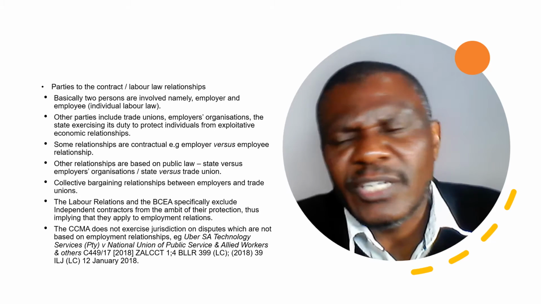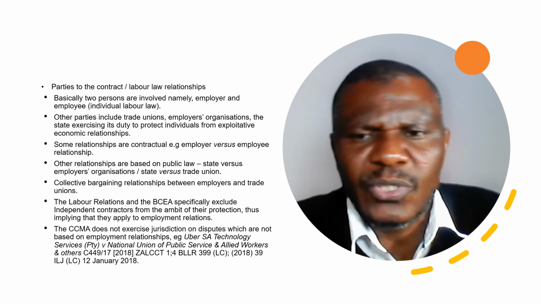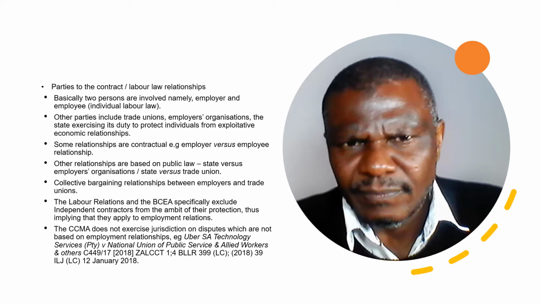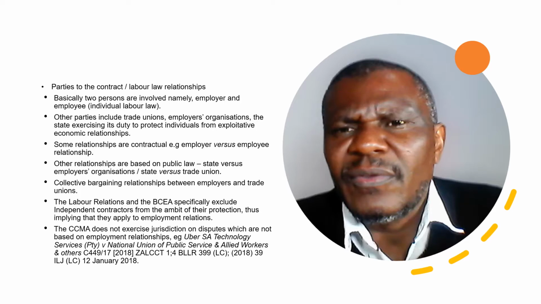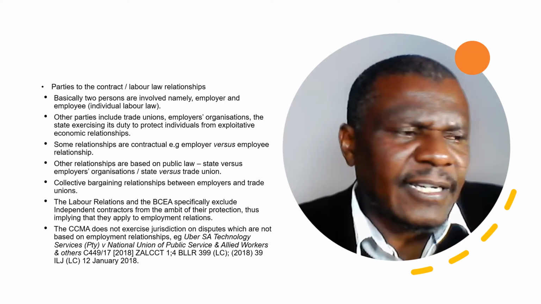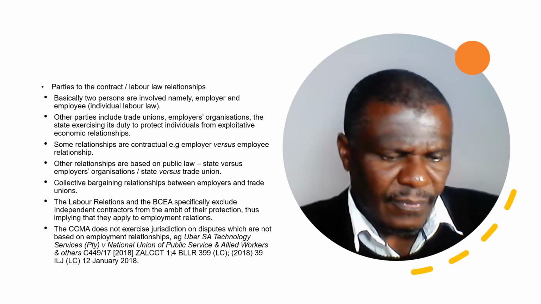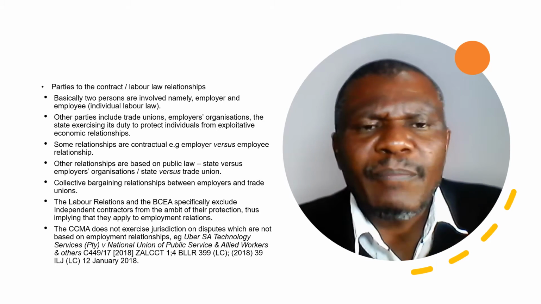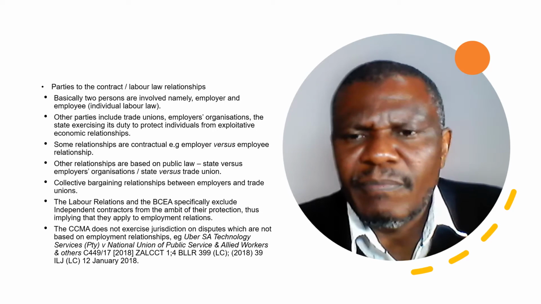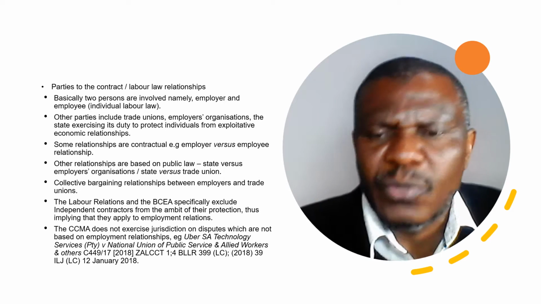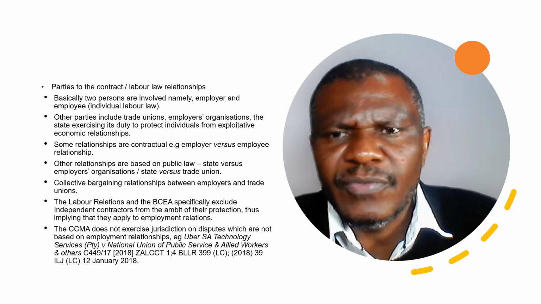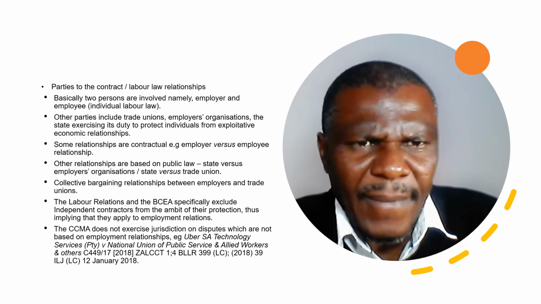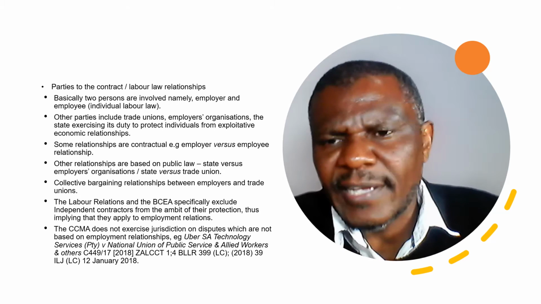Some relationships are contractual. For instance, the employer versus the employee relationship is based on contract. But other relationships are based on public law principles. For instance, the involvement of the state with the employers' organizations, or the state versus trade union relationship. The state comes in the exercise of its public power, exercising its duty to protect the people, the citizens, the private individuals from those holders of capital, who tend to be economically powerful by virtue of that. So we said we have individual labor law, and then we have collective labor law, where we are talking about collective bargaining relationships between employers and trade unions.